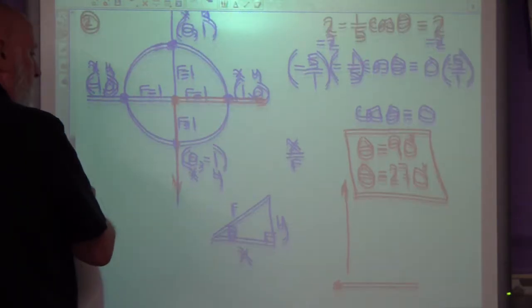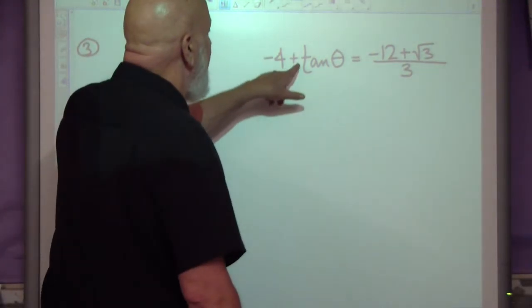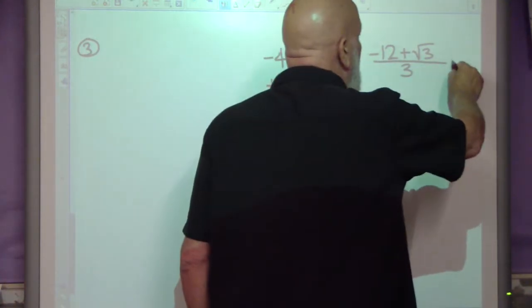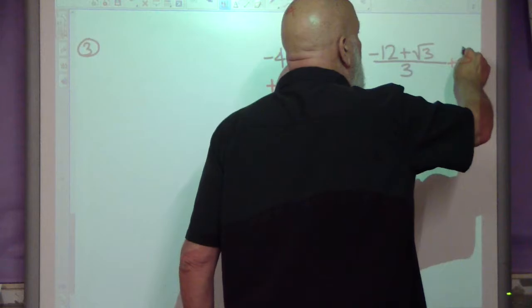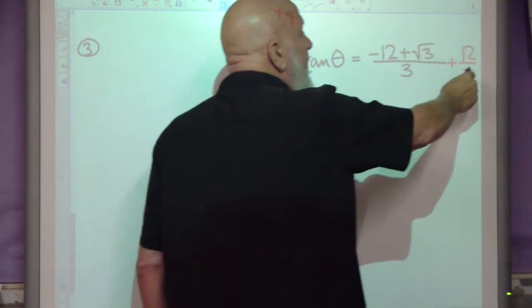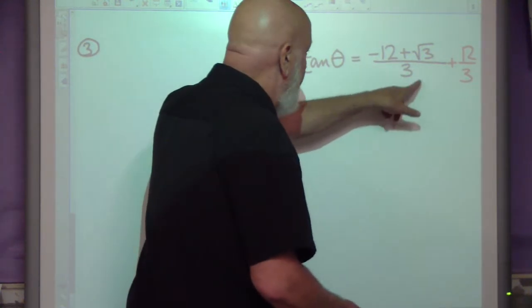All right, let's take a look at the last one here. I'm going to isolate tangent theta by just adding 4 to both sides. When I add 4 to this side, I'm going to have a common denominator of 3. And this will be 12 over 3. That makes it 4. I added 4 here. This is 4. So I call it 12 thirds. You can just do this with your calculator if you want.